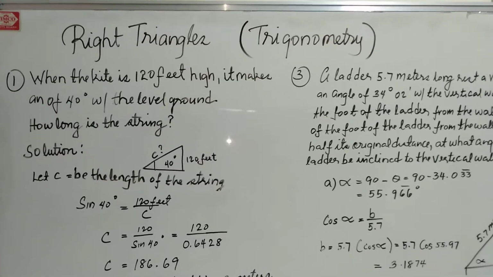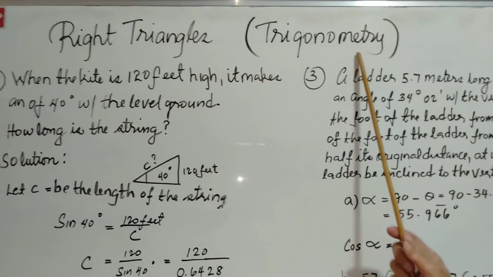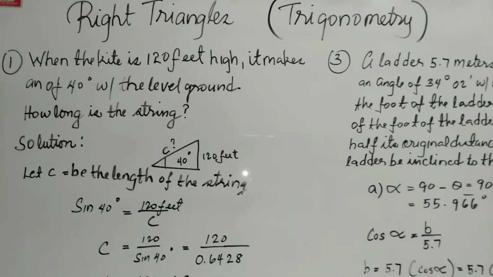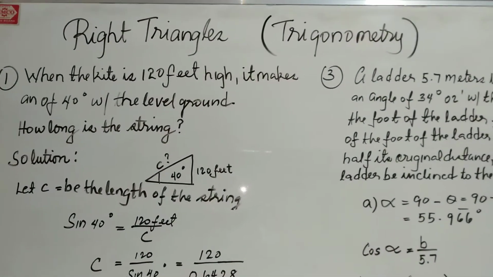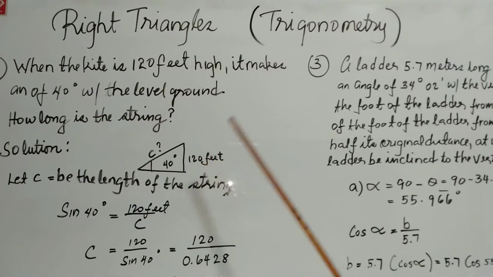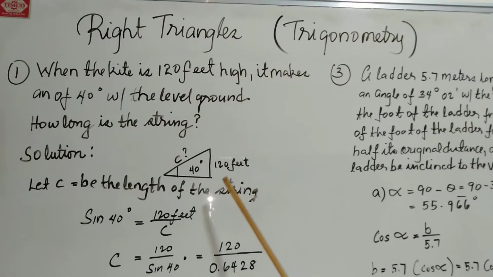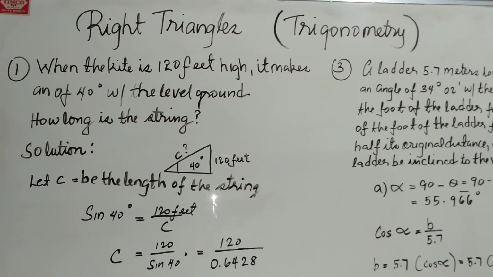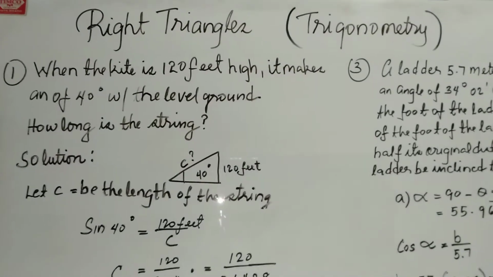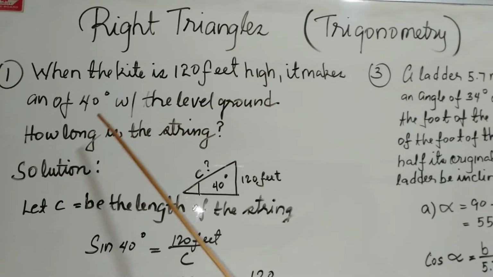Now we're going to talk about right triangles for our trigonometry subject. For our first problem, we will apply the solution to these triangles using the six trigonometric functions. So the first one: when a kite is 120 feet high, it makes an angle of 40 degrees with a level ground.